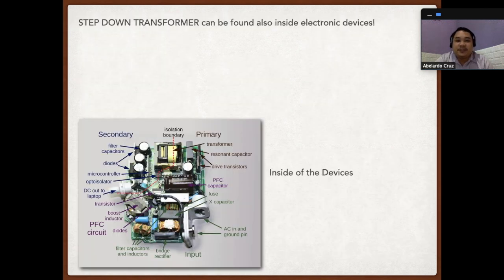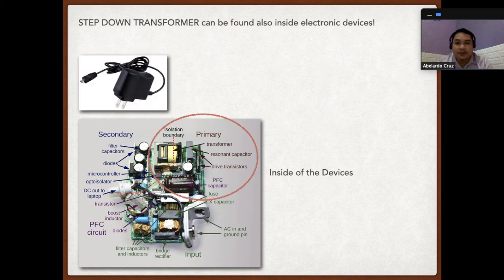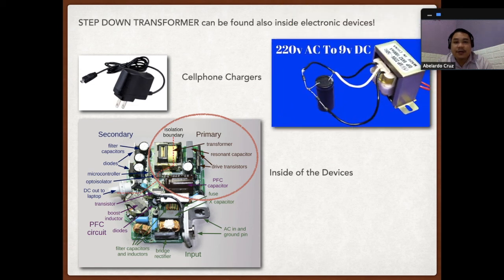A step-down transformer can also be found inside electronic devices. We have also the transformer for us to use a smaller voltage. And also, like for example, our chargers. The cell phone charger will already convert the 220 volts AC from our sockets directly to 9 volts DC. That is the work of our cell phone charger.